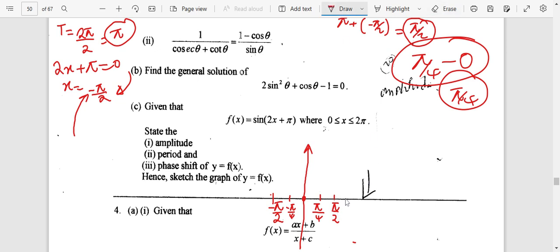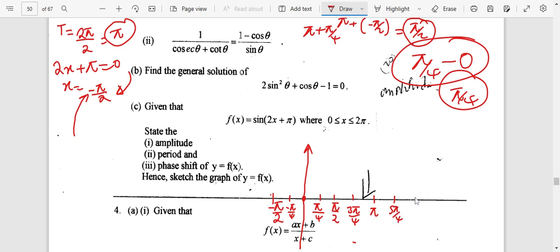Okay, so I'm going to say pi over 2 plus pi over 4. That is going to give us 3 pi over 4. 3 pi over 4 plus pi over 4, that is going to give me pi. And then pi plus pi over 4, what are we going to get? That is going to be 5 pi over 4.